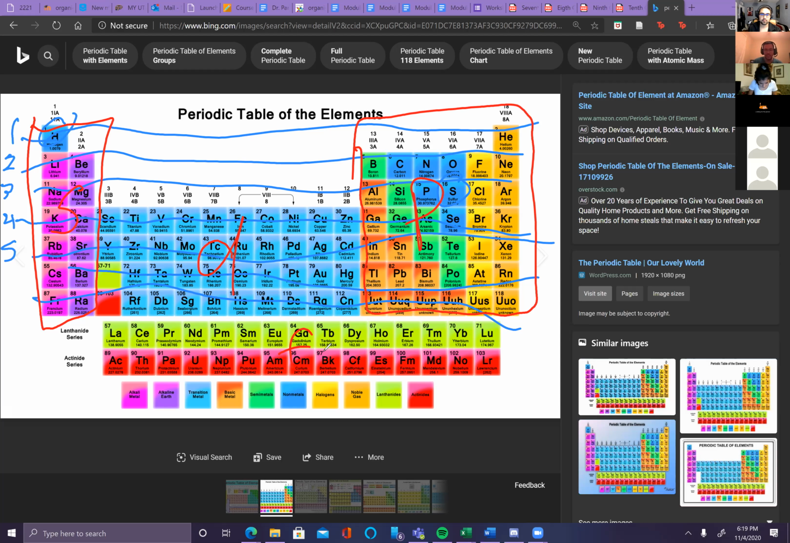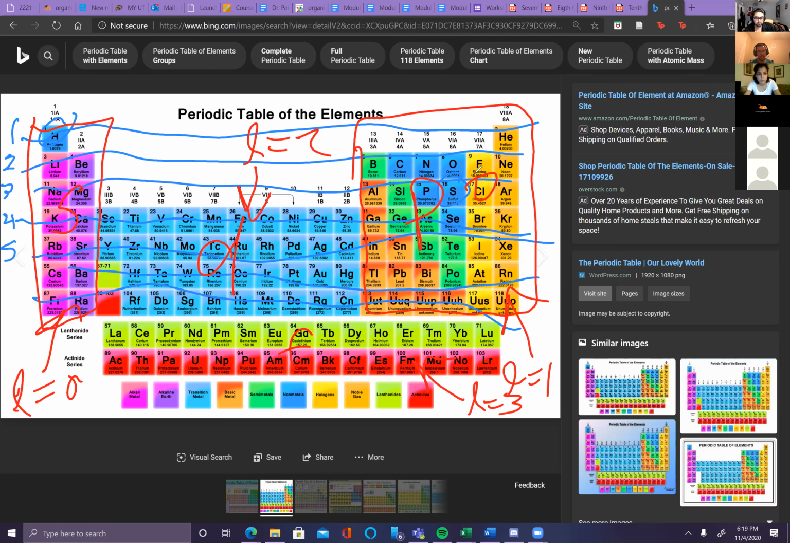For quantum numbers, since it goes hand in hand, if you're in the s orbital, l will equal 0. If it's in the p orbital, l will equal 1. If it's in the d orbital, l will equal 2. And the f orbital, l equals 3. So let's say we're looking at chlorine. What subshell is it in? P, right? So l would equal 1 for quantum numbers.